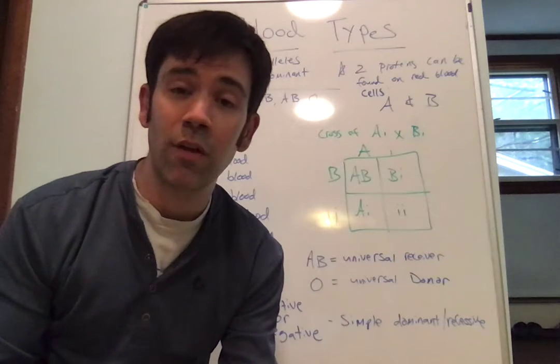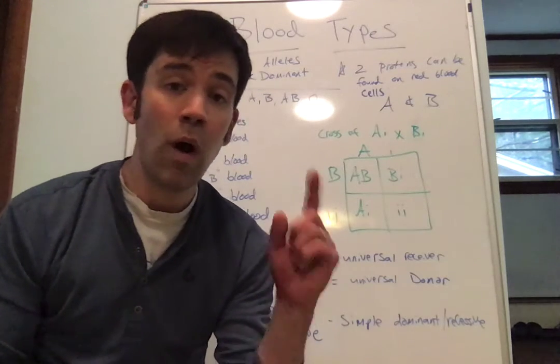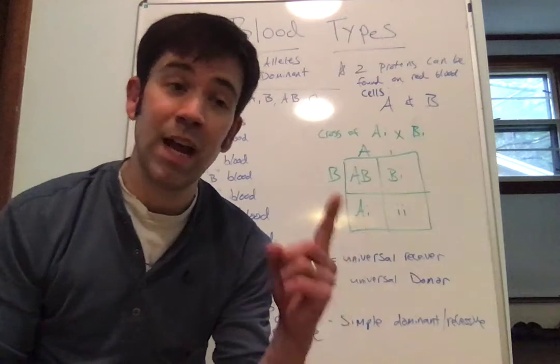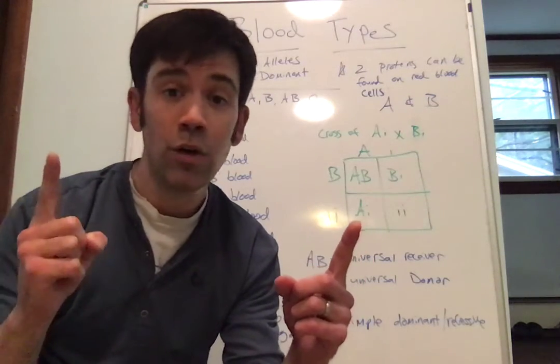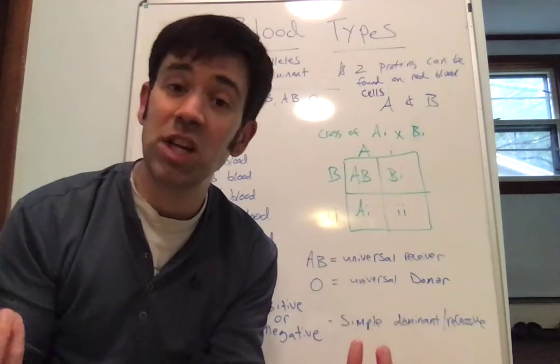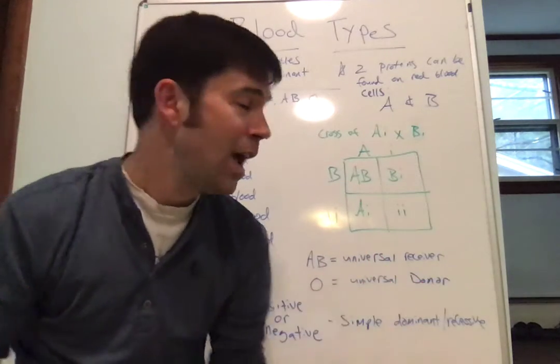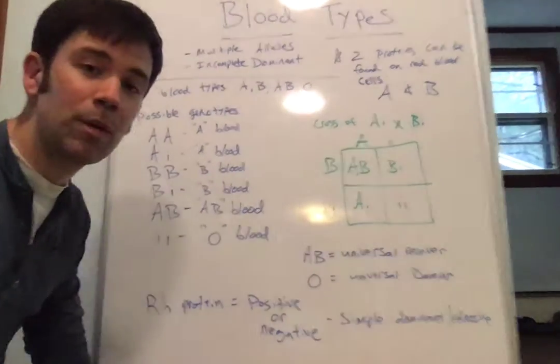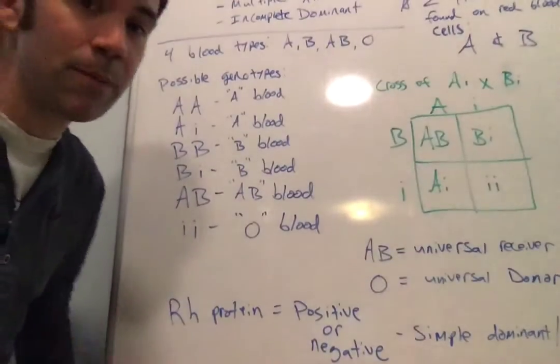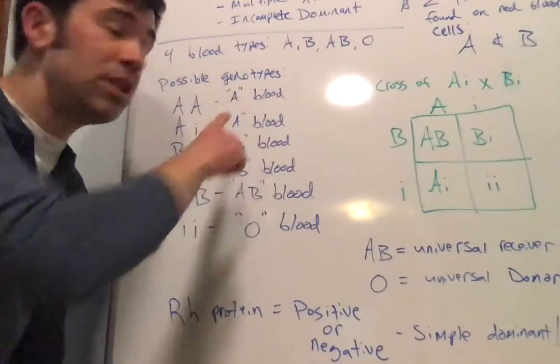Just like all the other traits we've been talking about, one copy of a chromosome could say have A proteins. One copy could say have no proteins. And that would give you a genotype of A. And then we call the other one lowercase i. So if you look over here, I'm going to move this a little bit so you can see that a little bit closer. Okay. Here are all the possible genotypes.